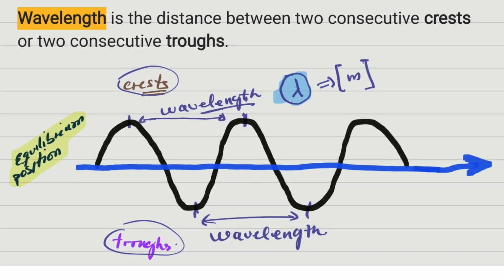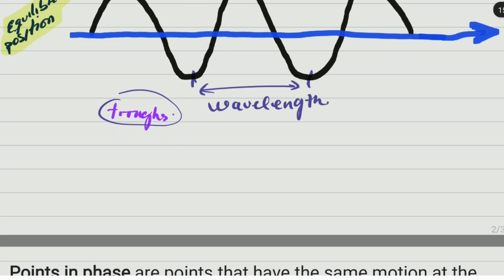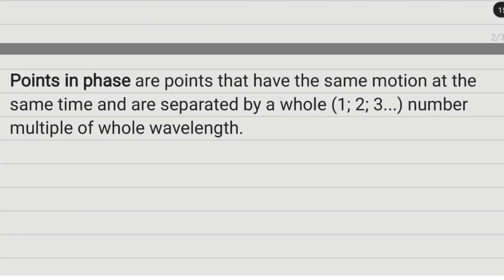So the wavelength is the distance between any two consecutive crests or any two consecutive troughs. For example, this one represents one wavelength. I hope this one is clear. It is very easy. Now that we know what a wavelength is, let's define points that are in phase.